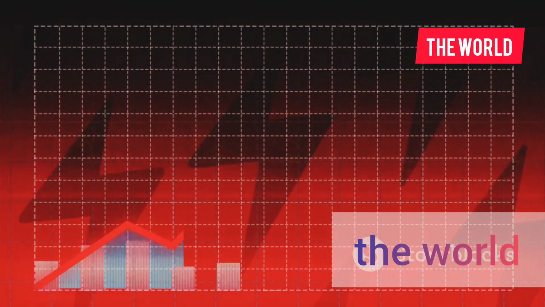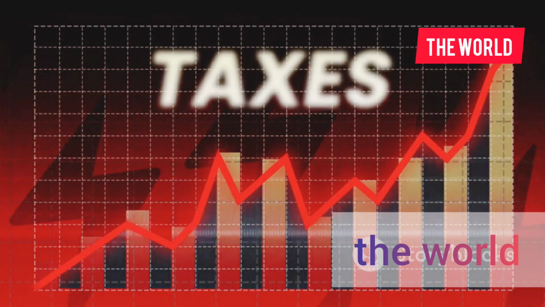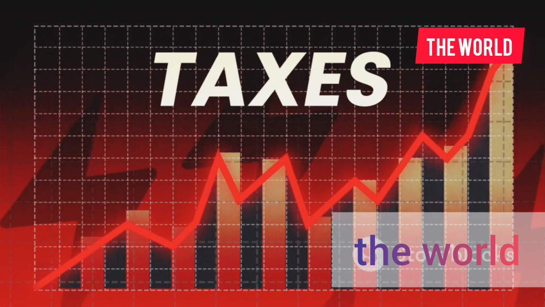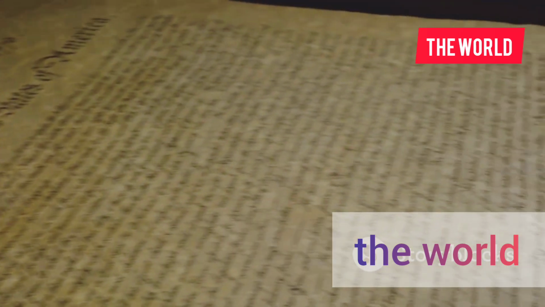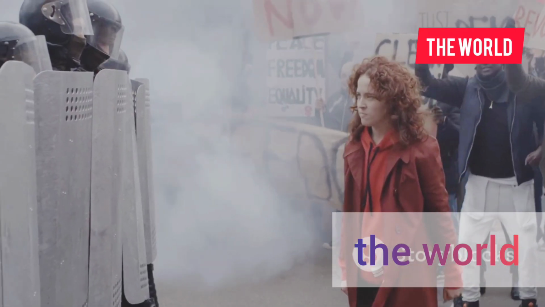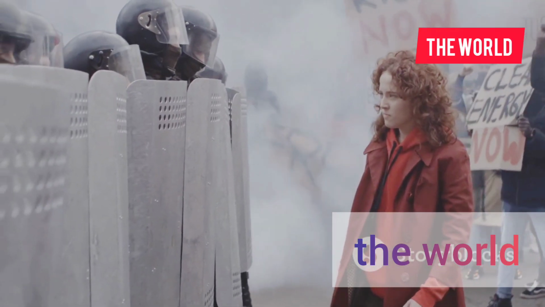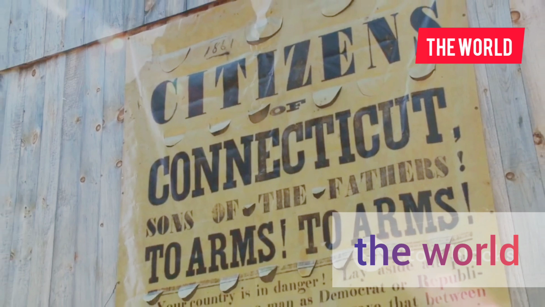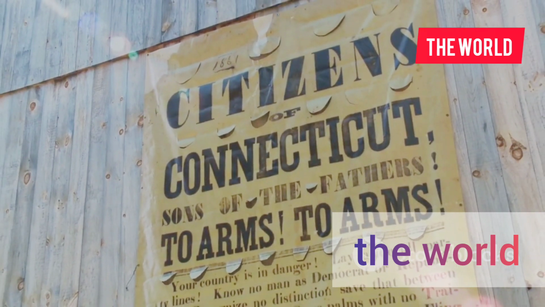Well, it all started with the British Empire taxing the American colonies to pay off their debts from the Seven Years' War. Remember the Stamp Act of 1765? Colonists were furious about being taxed without representation in Parliament. This led to growing unrest and eventually the formation of groups like the Sons of Liberty.